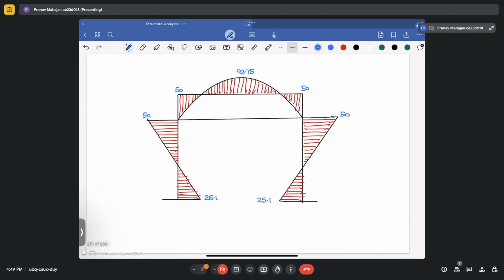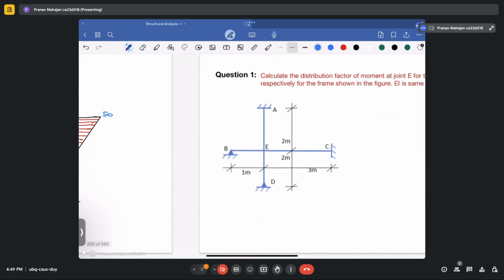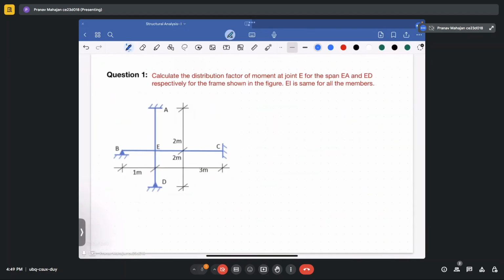Now let's solve some problems related to what we have covered during this current week. Okay. So the question one says that calculate the distribution factor of moment at joint E for span EA and ED. For EA and ED, we are required to calculate the distribution factor for the frame that is shown in the figure. EI is same for all the members. So let's calculate the distribution factors.